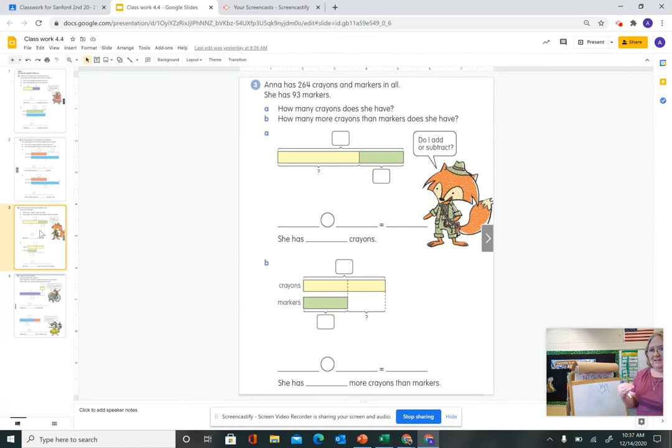So part B, we're going to fill in our bar model. So I know that she has so many crayons, and I know that she has 93 markers, right? So how many more crayons does she have than markers? So I'm probably going to need to do some subtracting to figure out what's that extra left over there with that question mark. So you're going to subtract your markers number from your crayons number. And that's how you would find how many more crayons than markers she has. All right, feel free to pause the video so that you can do your answer, and then we'll move on to number 4.